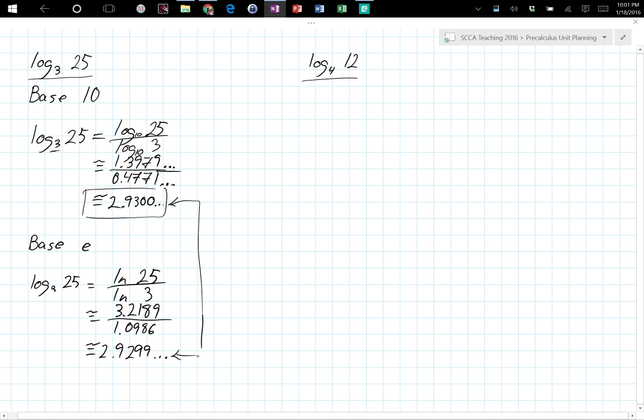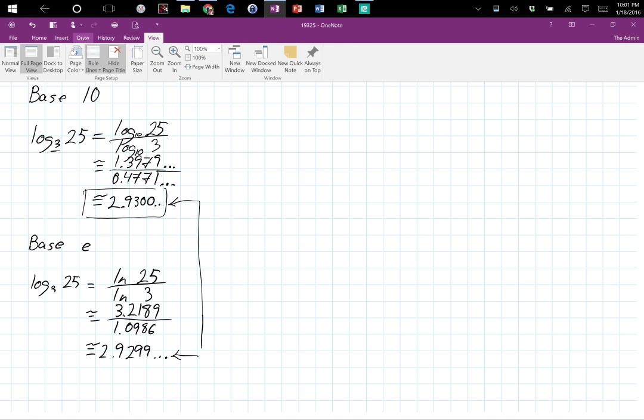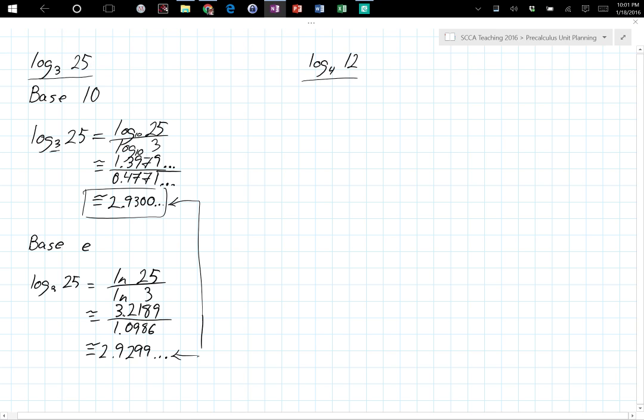Okay, let's do the same thing over here. Let's switch colors of ink. So if I'm finding log base 4 of 12, I'm going to go through the same process. So log base 4 of 12 equals log base 10 of 12, notice I'm omitting the base 10, divided by log base 10 of 4. Once again, it's omitted. Notice there's no 10 down there.